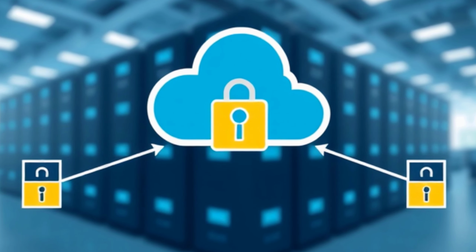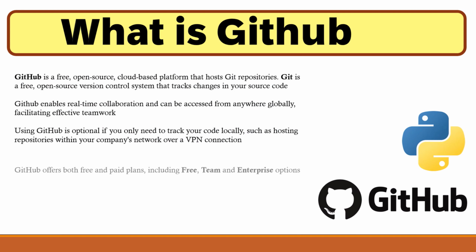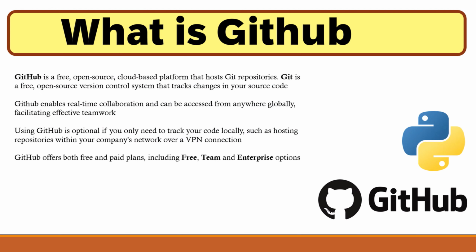Then it's not required. So GitHub is not mandatory for Git, but Git is mandatory for GitHub. You need Git to use GitHub. You do not need GitHub to use Git. And GitHub offers both free and paid plans, including free, pro and enterprise options.